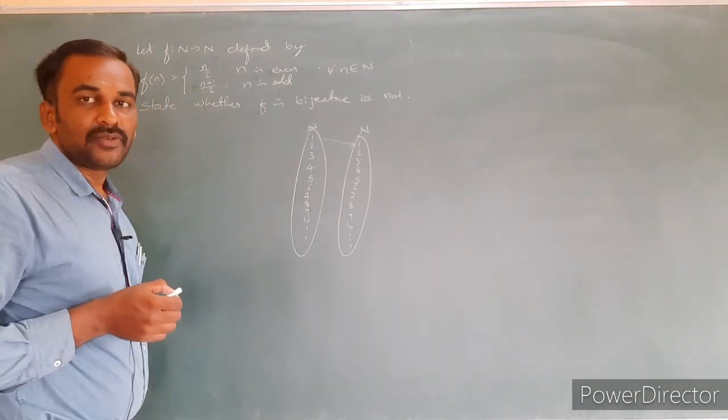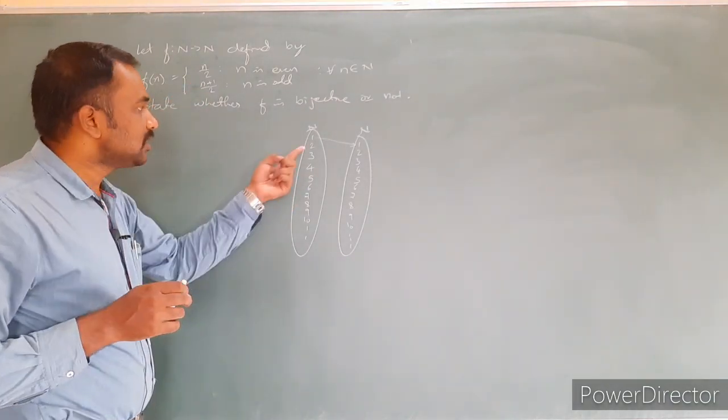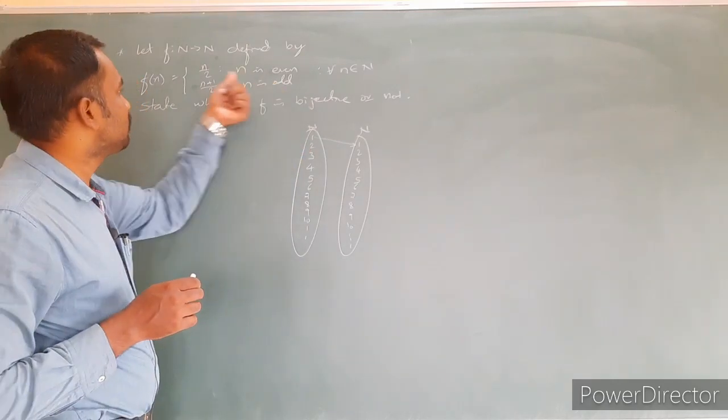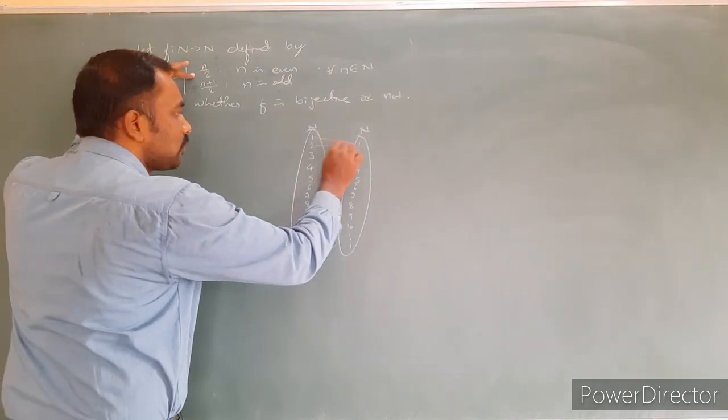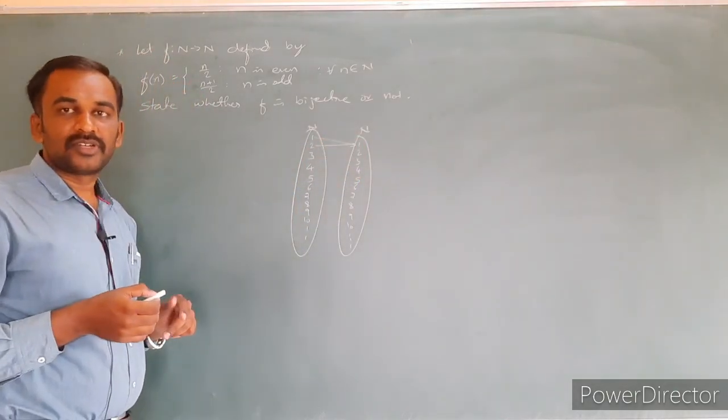Next, take n value as 2. Image of 2: 2 is an even number. For an even number, what is the function value? You have to choose n by 2. So 2 by 2, which is nothing but 1. So the image of 2 is also 1.